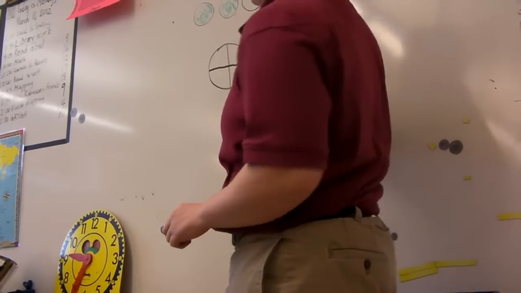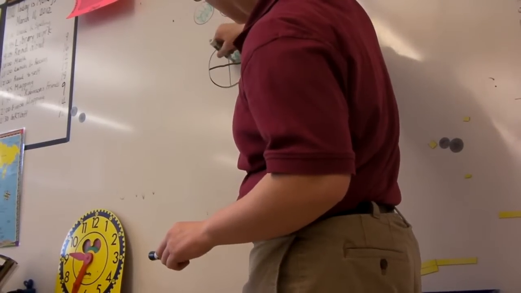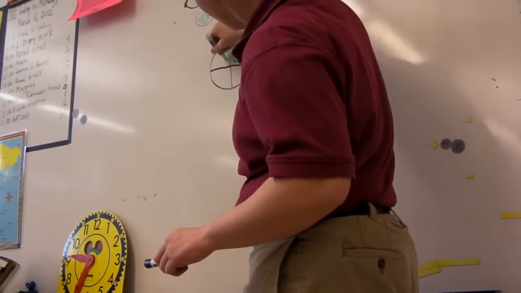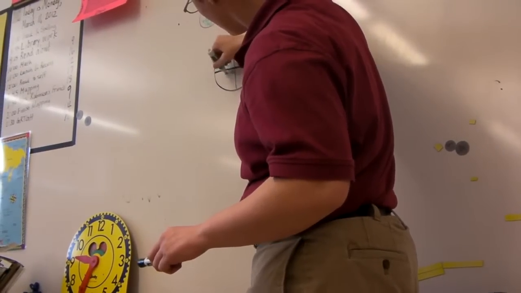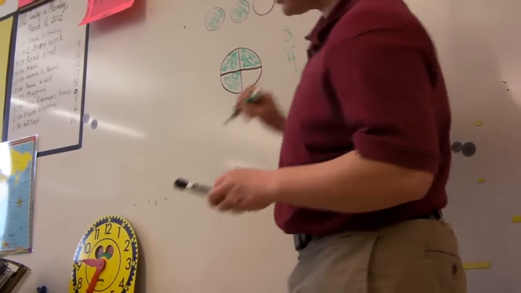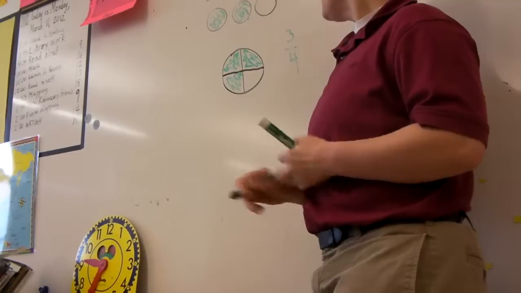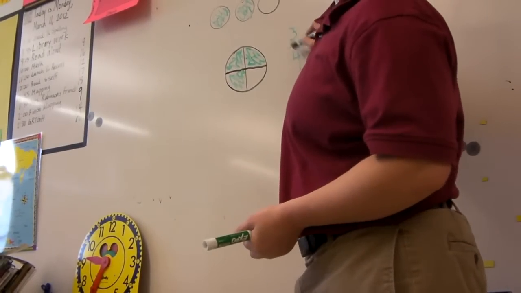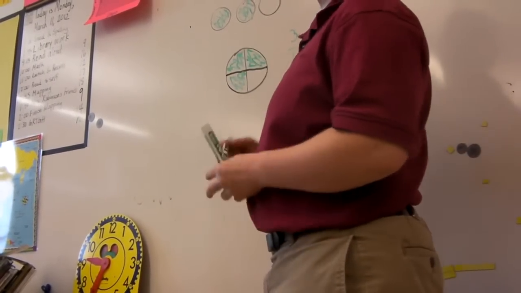Very good. I'm seeing 3. Okay, that's good news. 1, 2, 3. It's going to equal 3/4. Right, excellent. Now, another way I could say this is 3 out of 4, right? 3 out of 4 are shaded.